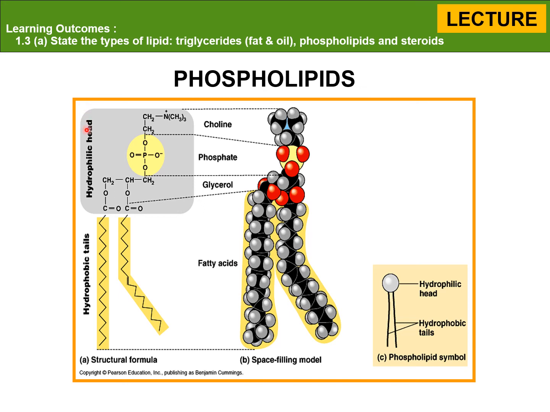Phospholipid has a hydrophilic head and hydrophobic tails. Therefore, it is an amphipathic molecule. The hydrophobic tails are the fatty acids, whereas the hydrophilic head consists of glycerol, phosphate, and choline.